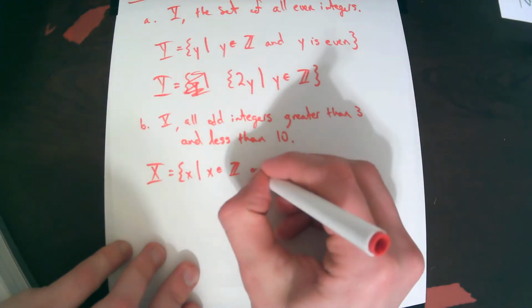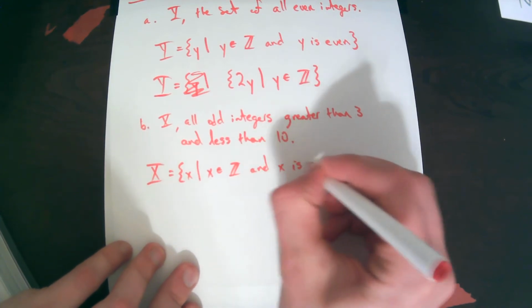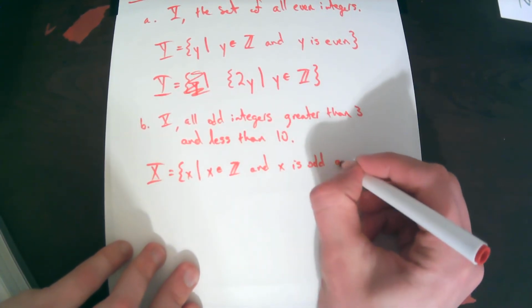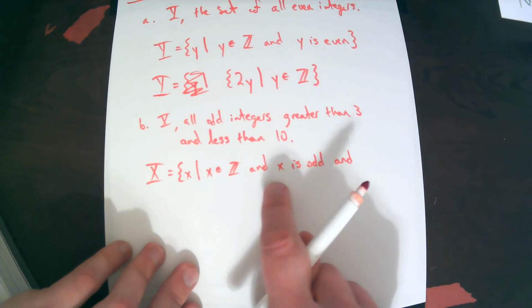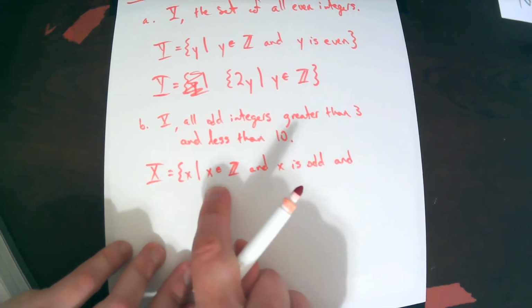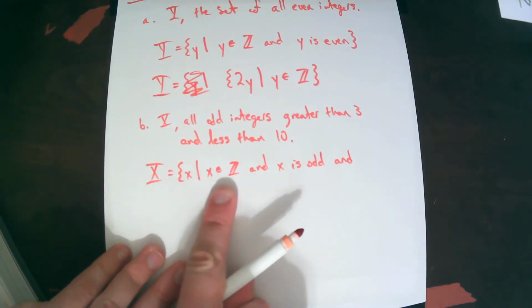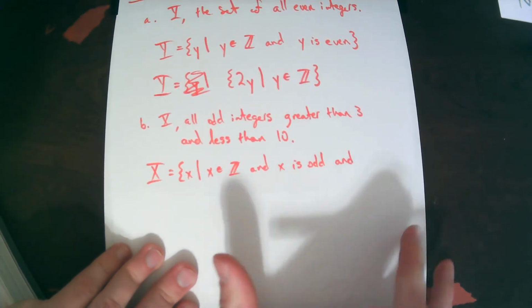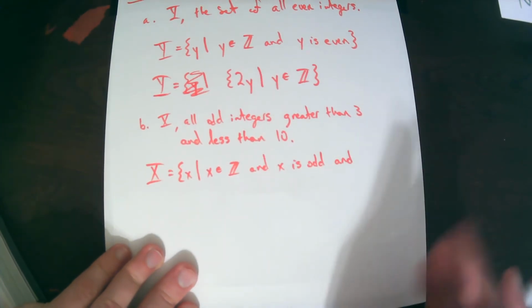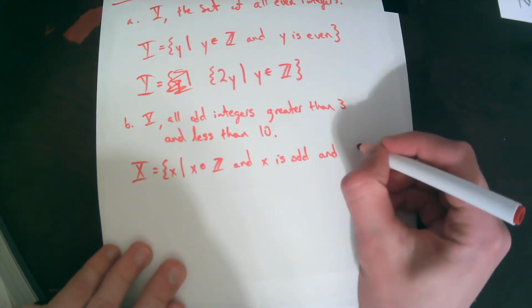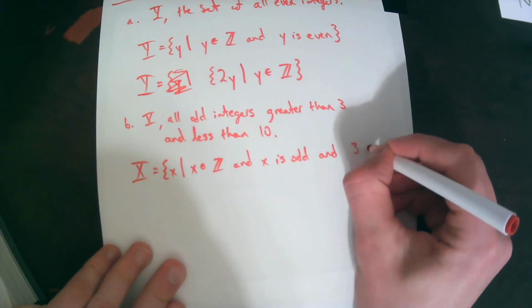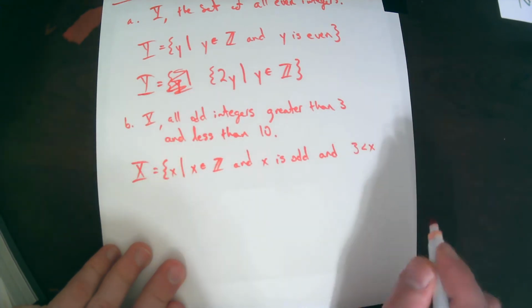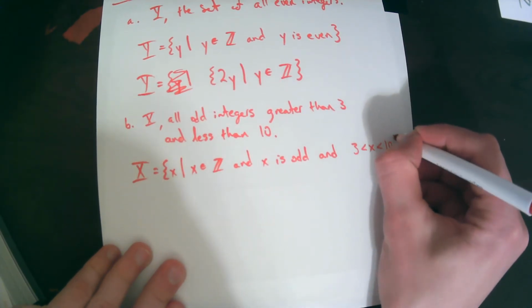X is an integer, and x is odd, and, see, I'm getting slowly more specific. Start with the most general thing first. X is an integer. Okay. What kind of integer? Well, it's odd. Okay. Are there any other details? Is it bounded? Is it all of the odd integers? Well, no. It's between 3 and 10. X is greater than 3 and less than 10.